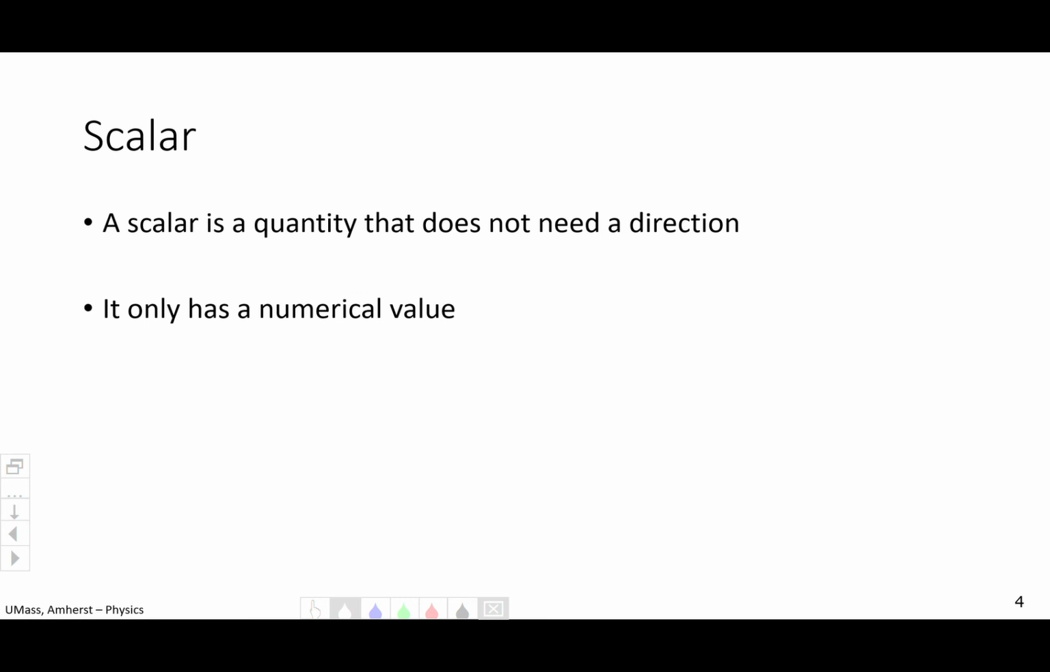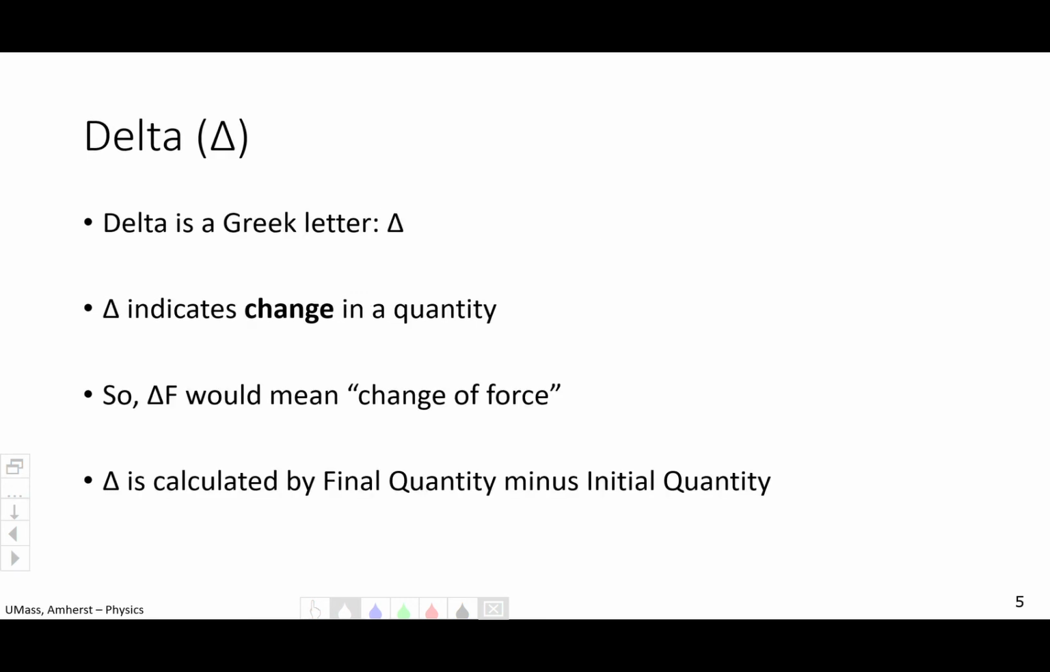The next thing we need to know is what delta is. So delta, which looks like a triangle, is actually a Greek letter. And what it does is it indicates a change in a quantity. So that quantity is starting at a particular value and ending at a different value. Oh, I guess it could be the same value, and then you would have a delta of 0. But if you put the delta in front of any variable, it means the change in that variable.